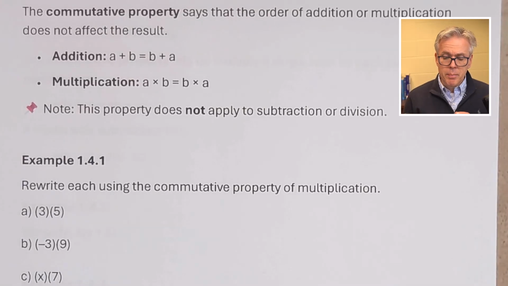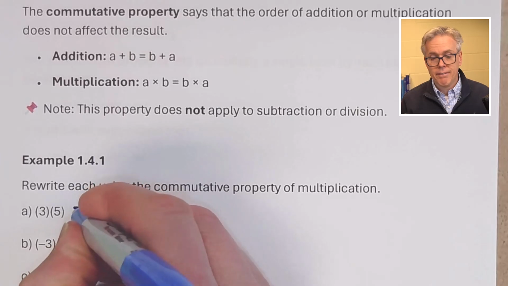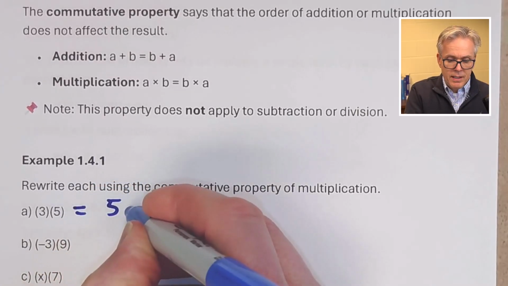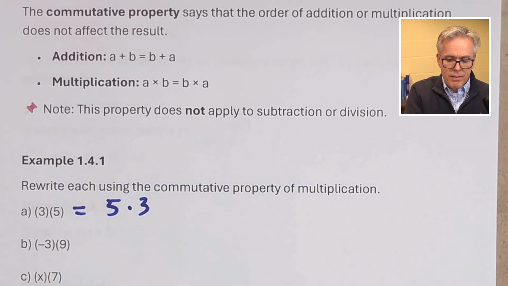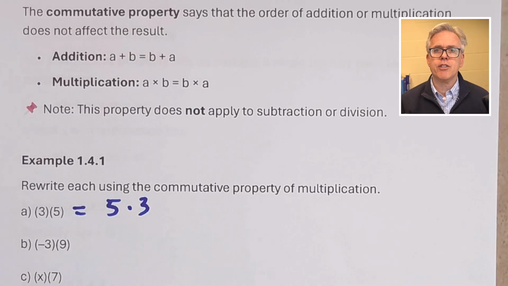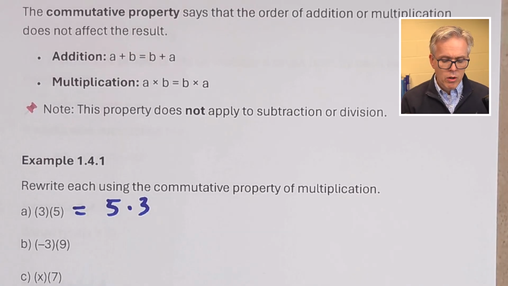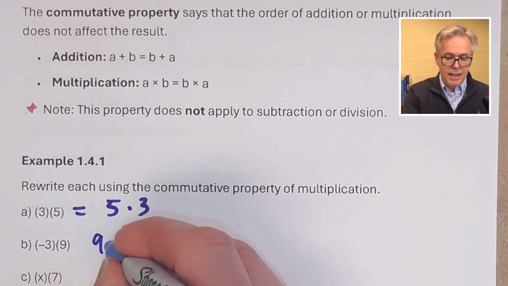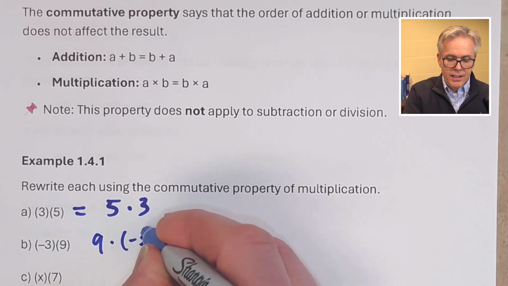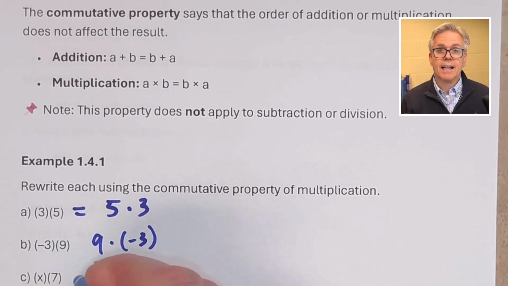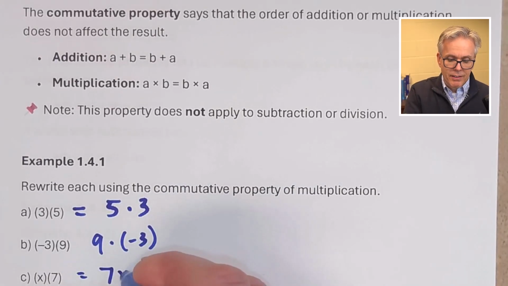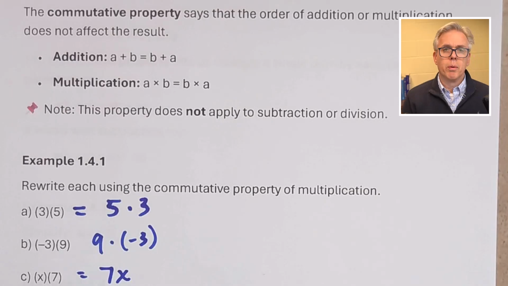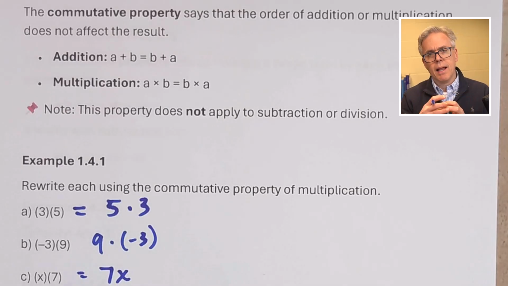Rewrite each using the commutative property of multiplication. In this case, we have 3 times 5, so we're just going to say this is the same thing as 5 times 3. I'll just use the dot there for multiplication. Negative 3 times 9 is the same thing as 9 times negative 3. x times 7 is the same as 7 times x. And again, when we have a number written beside a letter, it's implied multiplication.